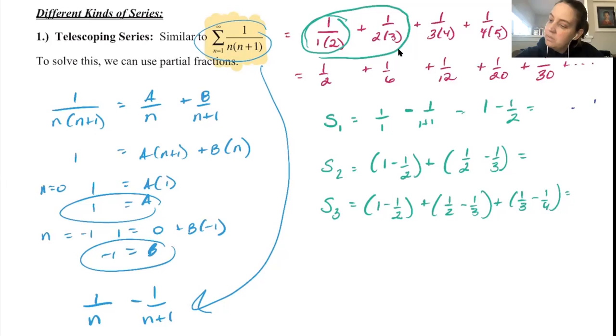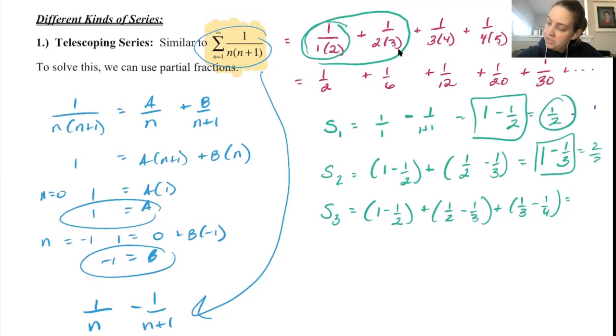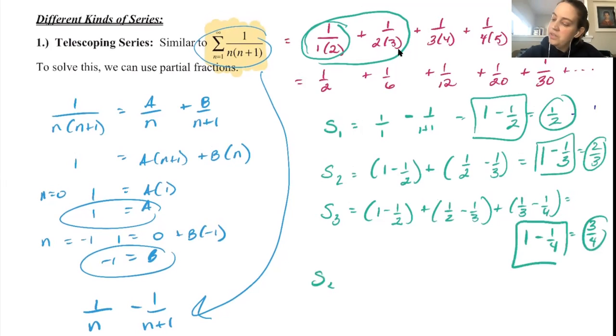I have the 1 minus 1/2, so this is equal to 1/2. This would be 1 minus 1/3, which is equal to 2/3, which I just mentioned. This one is going to be 1 minus 1/4, which is equal to 3/4. What do you suppose one with 4 terms would be? Can you start to see the pattern? It's going to be 1 minus 1/5, which would be 4/5.